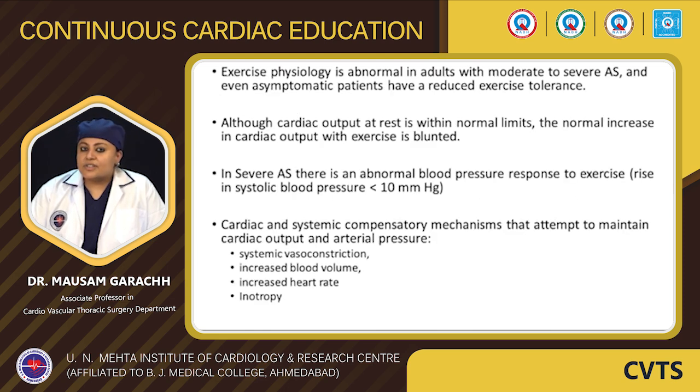Now, exercise physiology is abnormal in adults with moderate to severe aortic stenosis, and even asymptomatic patients have a reduced exercise tolerance. Although the cardiac output at rest is within normal limits, the normal increase in cardiac output with exercise is blunted. In severe aortic stenosis, there is an abnormal blood pressure response to exercise. The rise in systolic pressure is less than 10 mm of mercury.